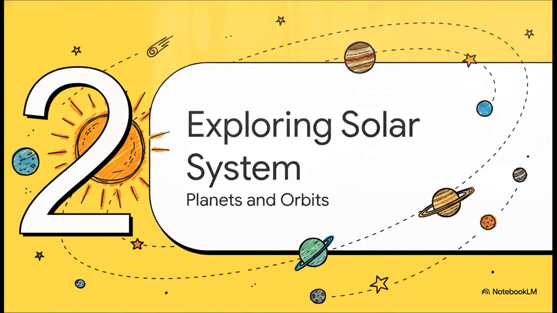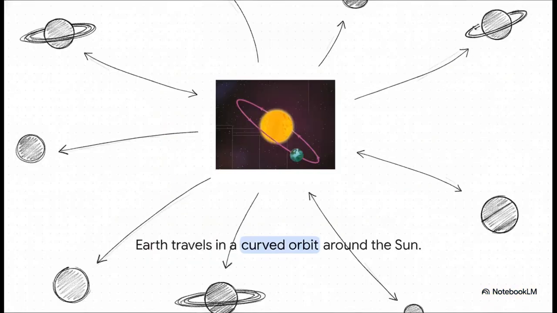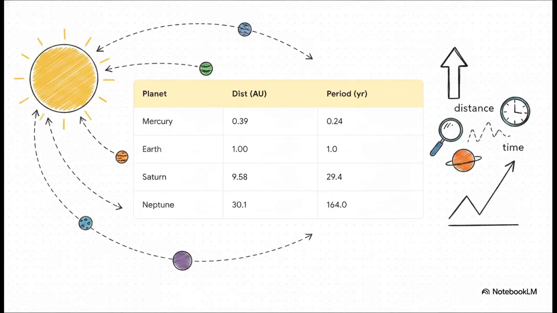Moving right along, let's hit section 2, exploring the solar system. We're zooming in on planets and orbits. This is such a brilliant illustration of our place in space, the heliocentric model. People used to actually think Earth was the center of everything, but we now know that Earth and the other planets travel in these curved elliptical orbits around the sun, and that motion is entirely driven by the sun's massive gravitational pull.